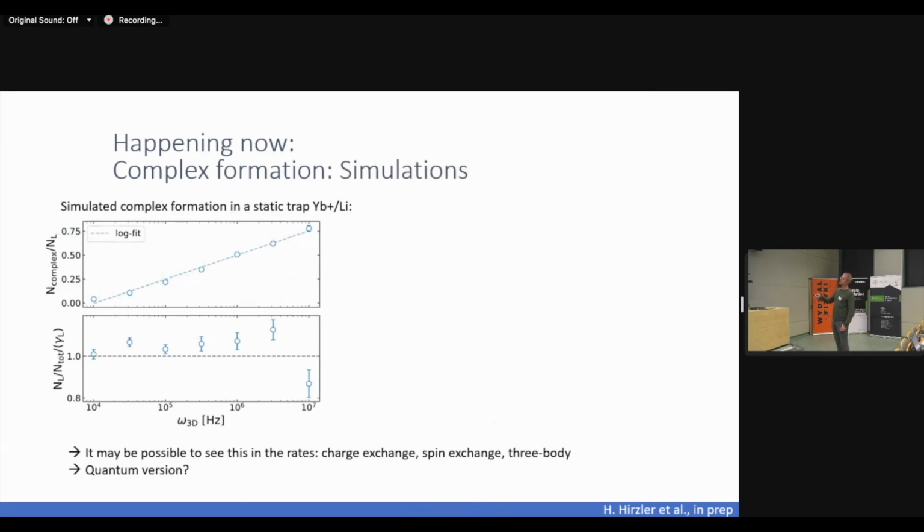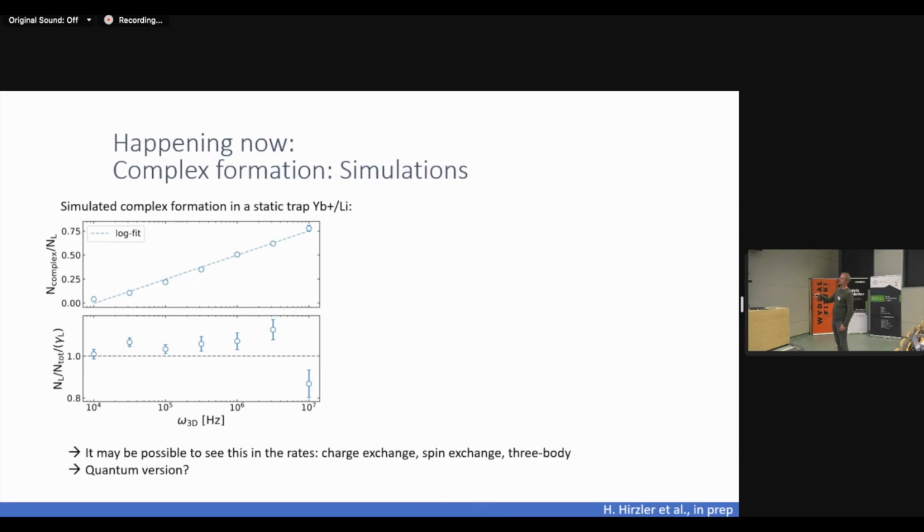So here you see the amount of collisions that result in one of these complexes as a function of the total number of Langevin collisions. You see you get a pretty decent percentage even for modest trap frequencies. And this is a secular trap. There's no time dependence. And it follows a log function here. So this is a sanity check that the Langevin collision rate is roughly what you expect.